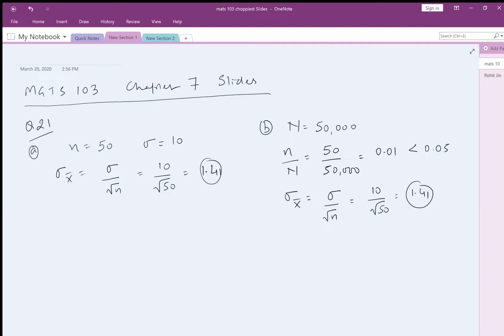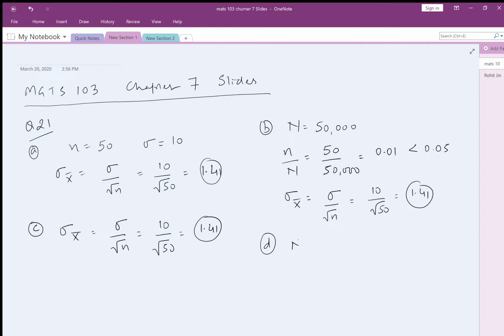So part C, if you try, you would still get the same answer. It would still be the same, sigma divided by square root of n. So 10 divided by square root of 50 is equal to 1.41. Now part D is going to be different, and I'll tell you why.